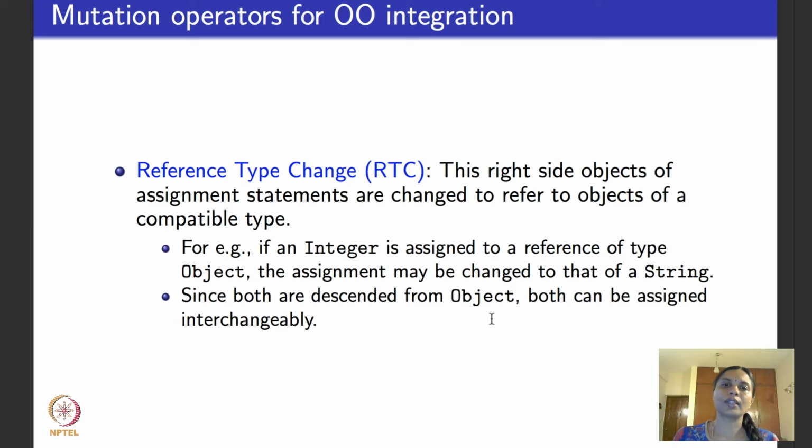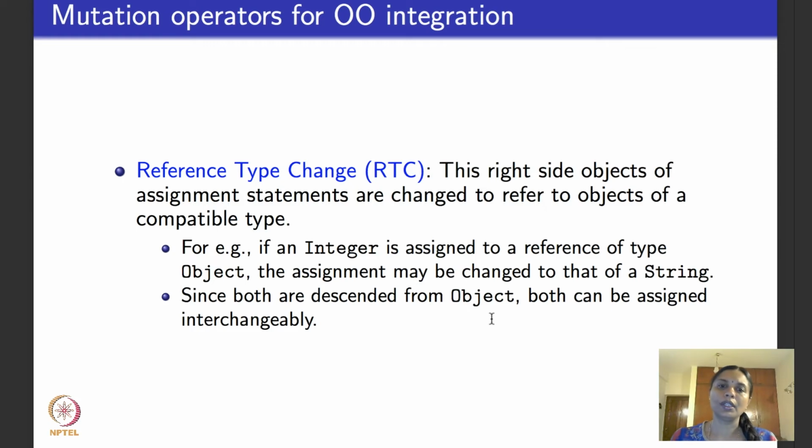So the next one that we are going to see is also a type change, but this is a type change called reference type change. What does this do? Here the reference is changed, which means the right side objects of assignment statements are changed to refer to objects of a compatible type. The right hand side of the assignment statement or the reference statement, the type of that is changed. Not the entire reference, but only its type.